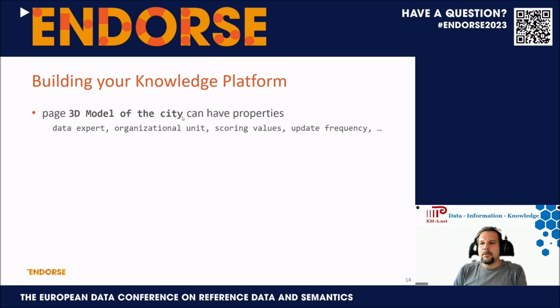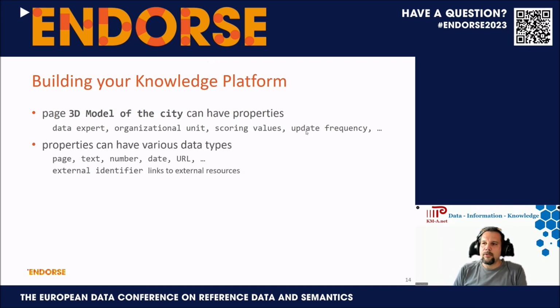So this 3D model of the city will be a wiki page. And on this wiki page in Semantic MediaWiki, you can define properties. For example, the data expert, the organizational unit who is in charge of this data set, the scoring values I've mentioned, the update frequency, and other things that you want to manage in structured form. And you can also have just text, whatever you want to describe in this data set.